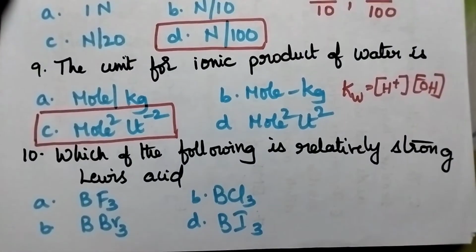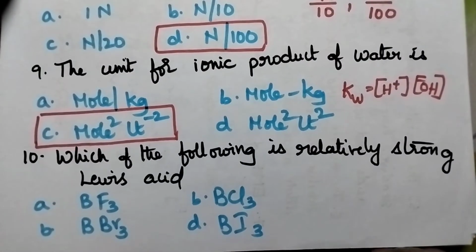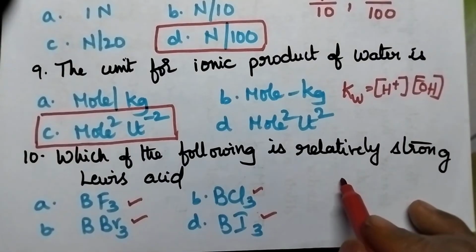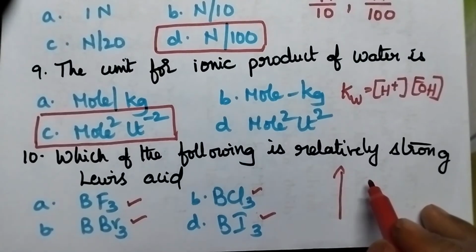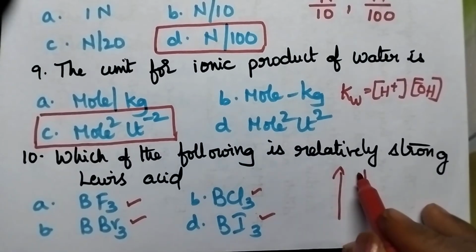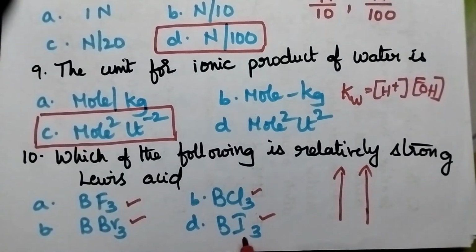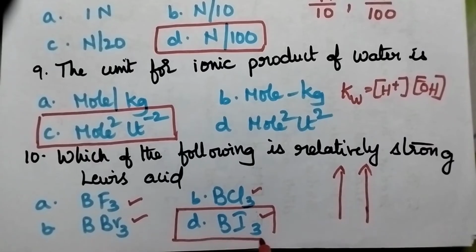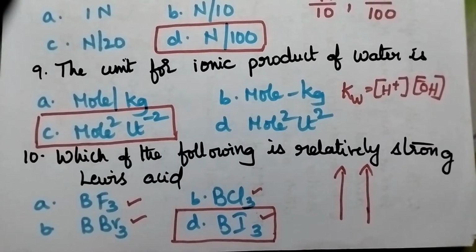Which of the following is a relatively strong Lewis acid? In the case of boron halides, here boron is the cation and halide is the anion. The acidic nature of the boron halides depends upon the size of the anion. As the size of the anion increases, the acidic strength also increases. Iodide is having the large size. So option D, that is boron triiodide, is having the strongest acidic nature. So it is a relatively strong Lewis acid.